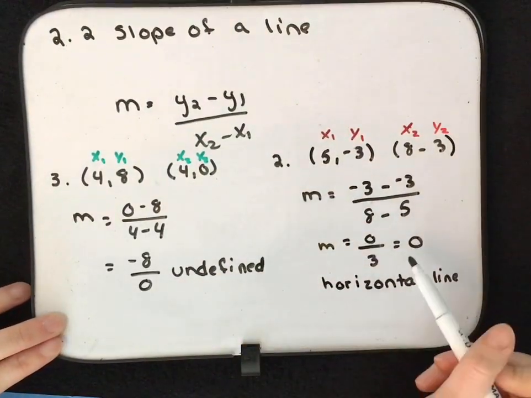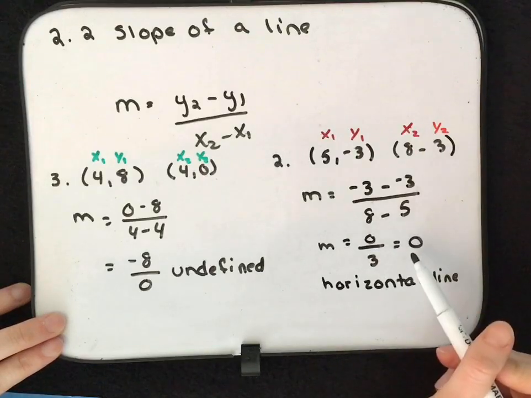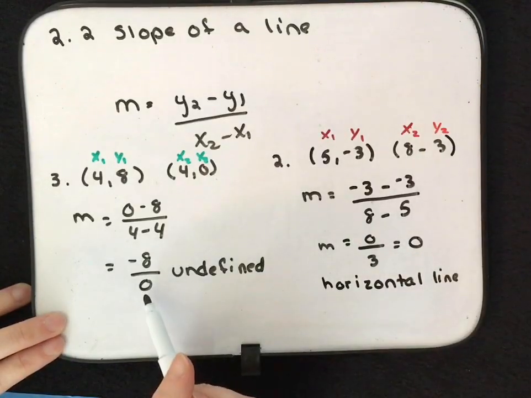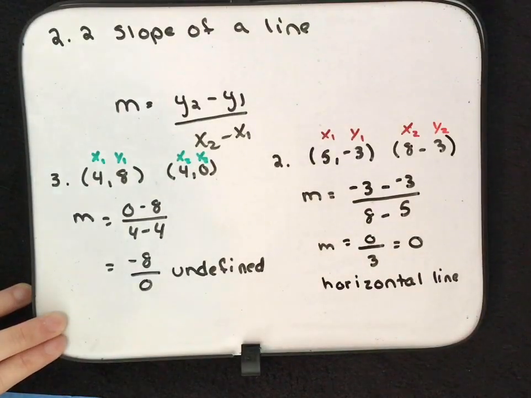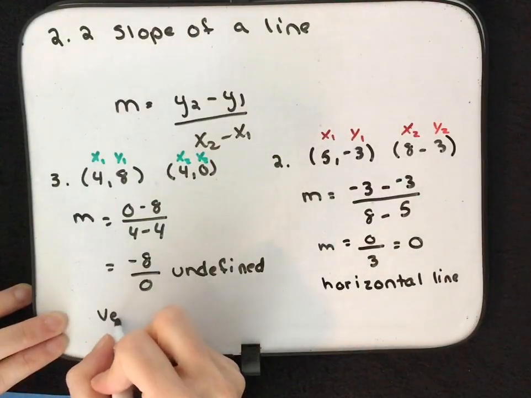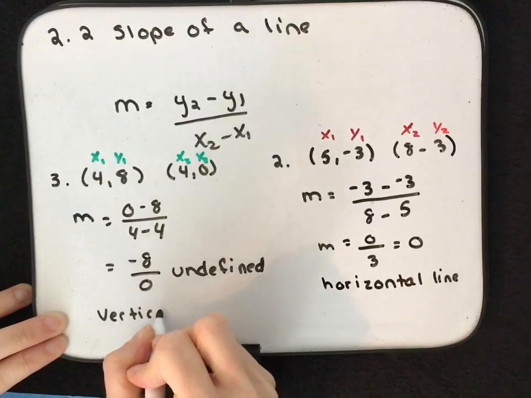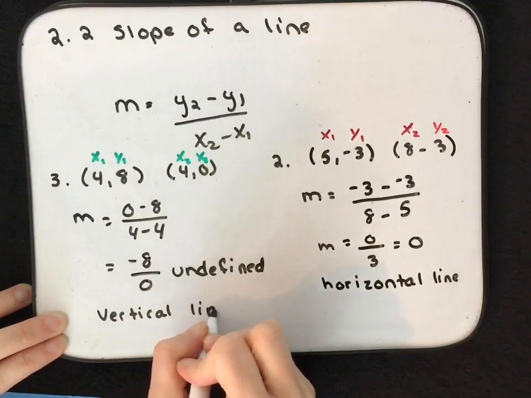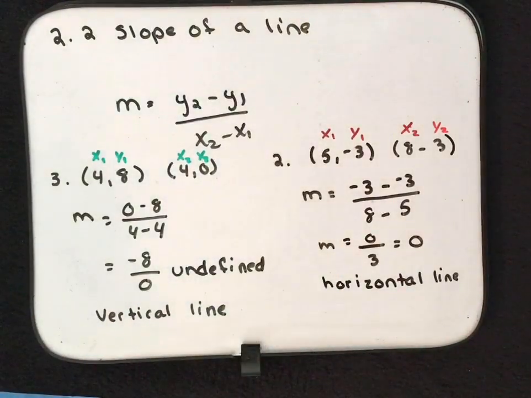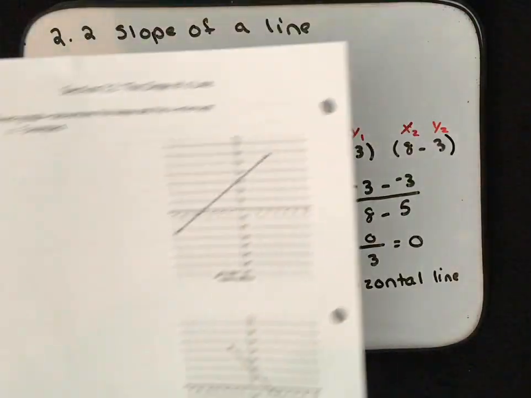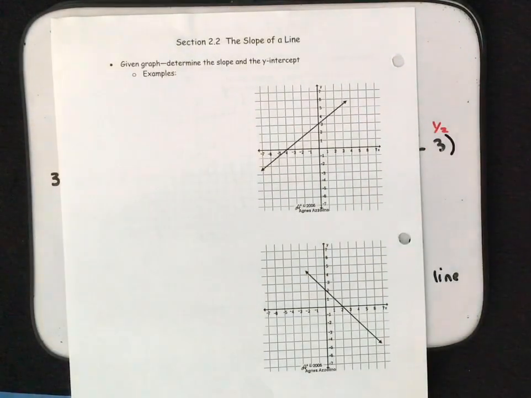Notice for this one, our slope was 0 because we had 0 in the numerator. This one, our slope is undefined because we have 0 in the denominator. This is also a special line, and this is a vertical line. So a couple special cases to consider. Let's look at a couple others.